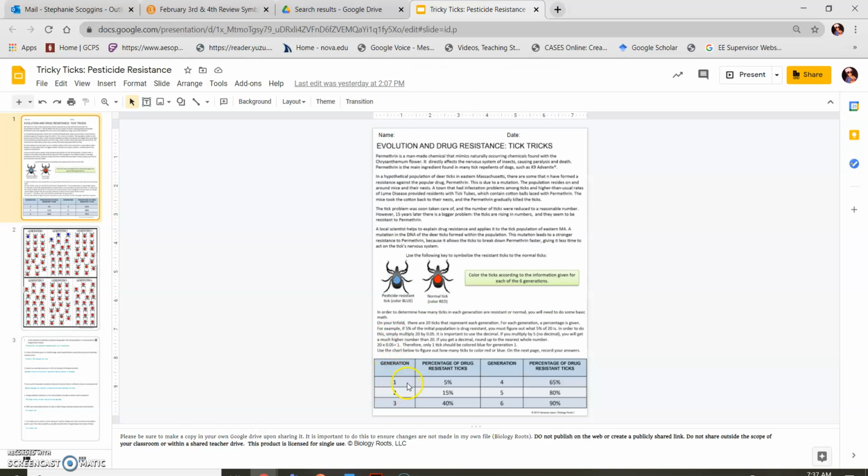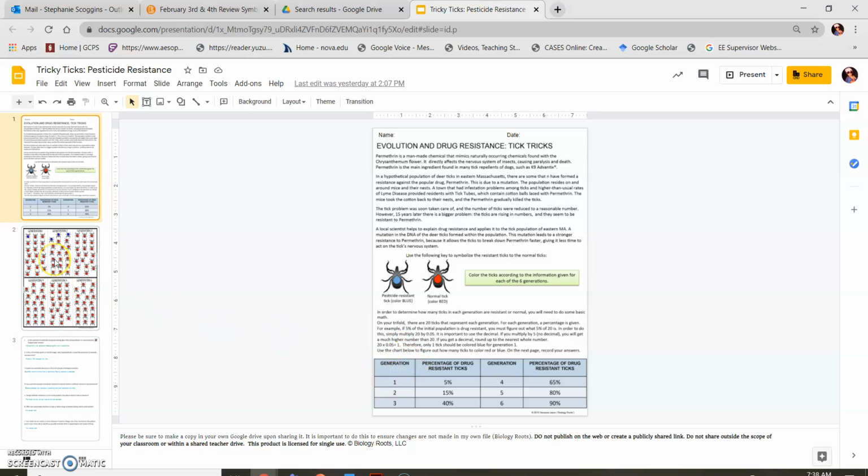So you're going to take a total population of 20 ticks. And all you're going to do, y'all, is you're going to multiply, and it gives you the directions right here also, you're going to multiply the population by this percentage. But before you can do that, you have to change it into a decimal. So for example, our first generation has 5% that is pesticide resistant. So you would take 20 and you would multiply it by 0.05. That would give you 1.